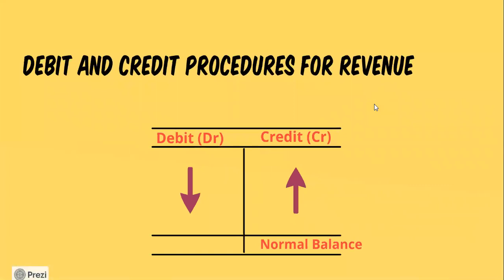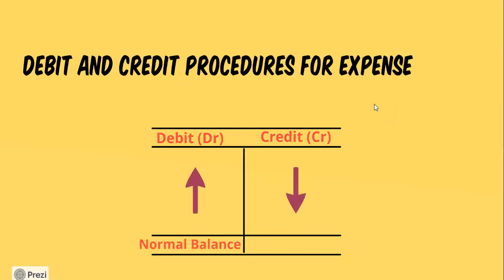Now, debit and credit procedures for revenue. The normal balance for revenue accounts is on the credit side. So, an increase in revenue is recorded on the right side of the T account, and a decrease in revenue is recorded on the debit side or the left side of the T account. The normal balance of revenue, again, is on the credit side. For expenses, the normal balance is on the debit side, and therefore an increase in expense should be recorded on the debit side, and a decrease in an expense account should be recorded on the credit side.